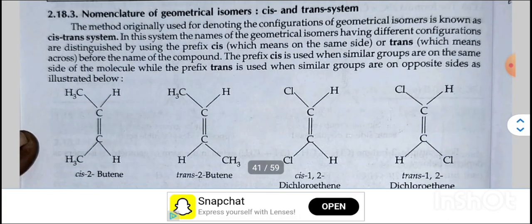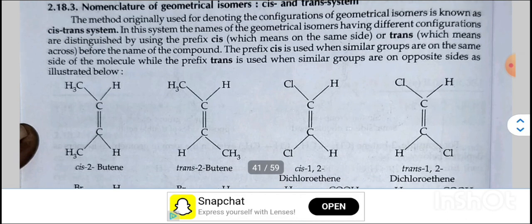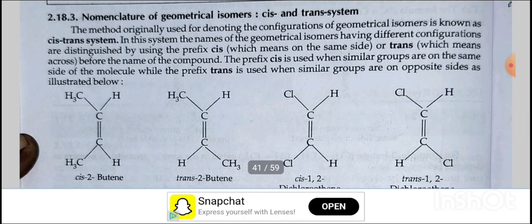Nomenclature of geometrical isomers: the cis and trans system. The original method used for denoting the configuration of geometrical isomers is known as the cis-trans system. In this system, the names of geometrical isomers having different configurations are distinguished by using the prefix cis or trans before the name of the compound. The prefix cis is used when similar groups are on the same side of the molecule, while the prefix trans is used when similar groups are on opposite sides, as illustrated below.